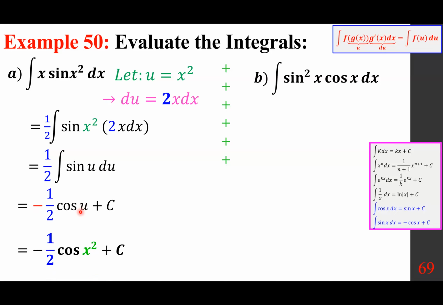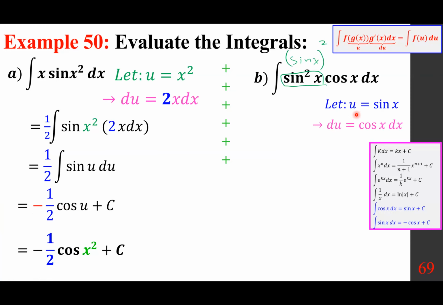What about here? When you have sine and cosine involved, both of them, the one that has an exponent, the choice of u is without the exponent. Sine squared x means sine x to the second power. So u is sine x. What is du? Cosine x dx.